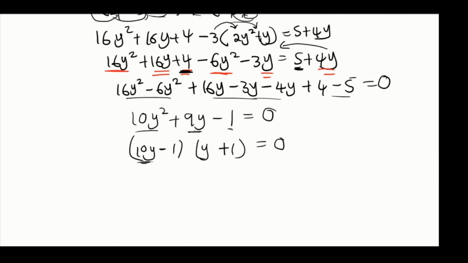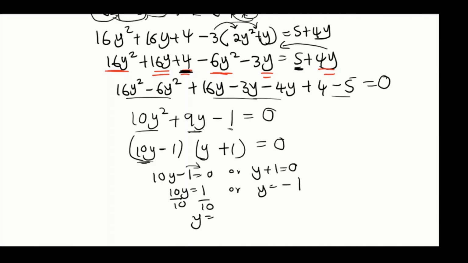So to solve this, we say 10y minus 1 equals 0, or y plus 1 equals 0. Transpose the 1 to the other side, we have 10y equals 1, or y equals minus 1, and divide by 10, we have y equals 1 over 10, or y equals minus 1. So we have the solutions of y.